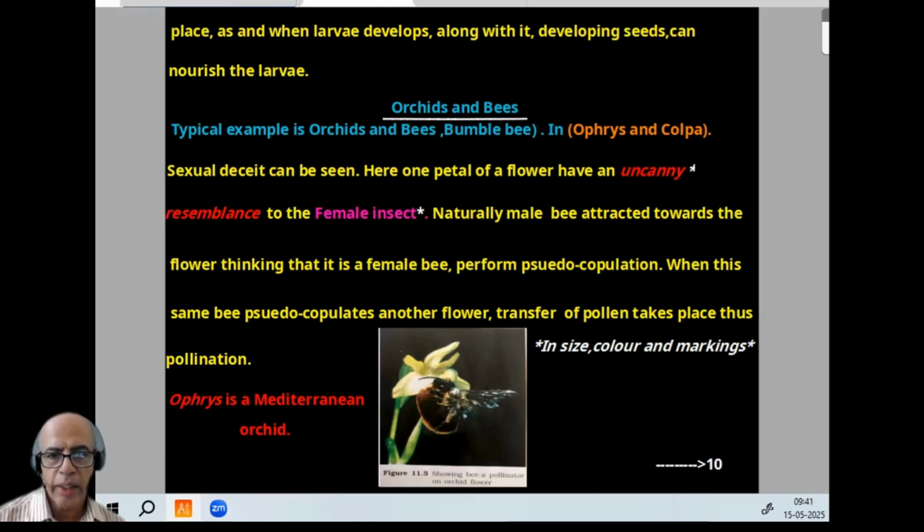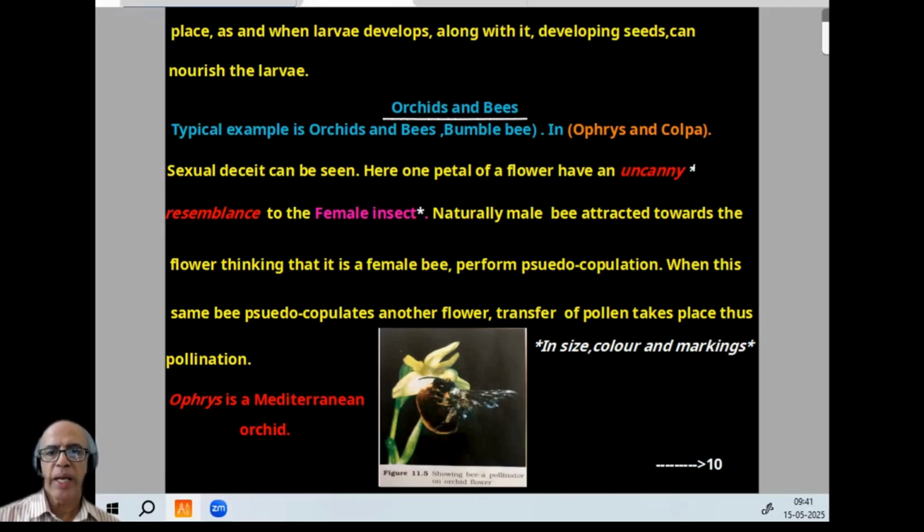I think the idea is clear. Now, next is orchids and bees. Another example is orchid and bees or bumblebee. A typical orchid name is Ophrys and the insect is Colpa. Sexual deceit: we can see here one petal, that is the important item. One petal of the flower has an uncanny resemblance to the female insect.